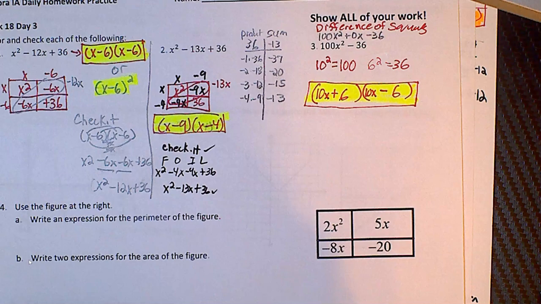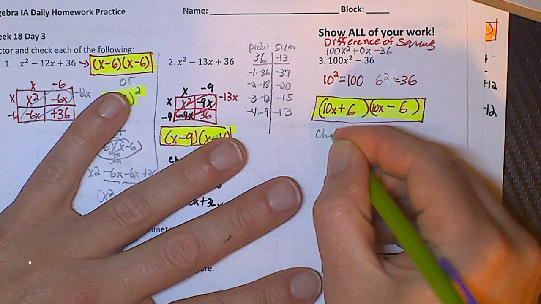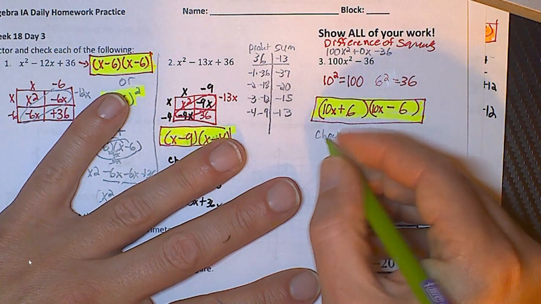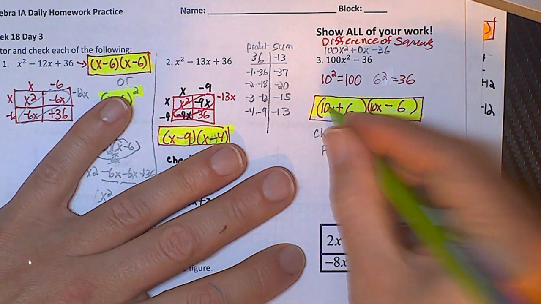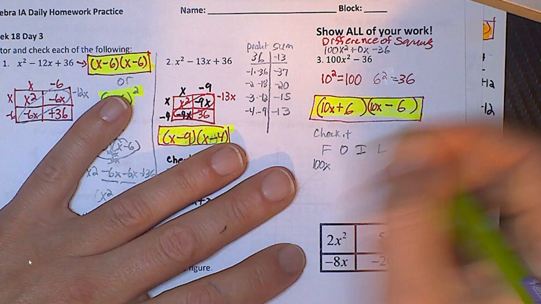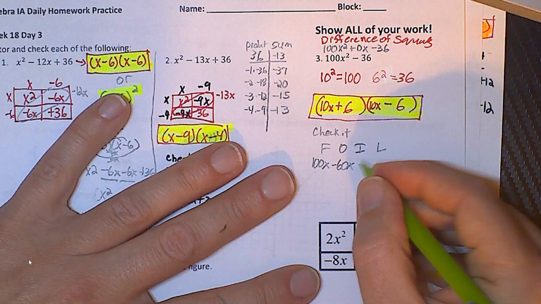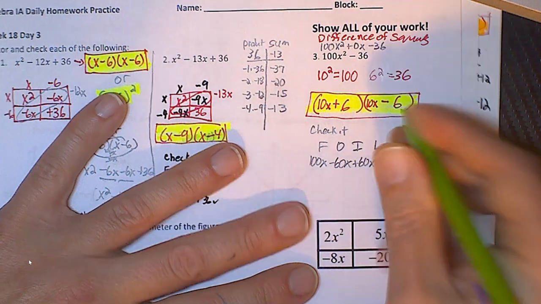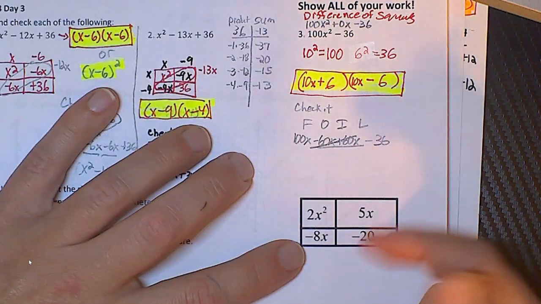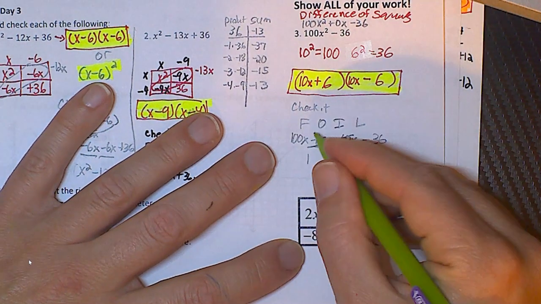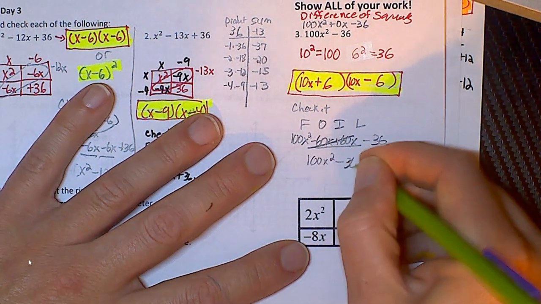Alright, check it. This proves to you why. So it'd be 100x squared, 10x times negative 6, 6 times 10x, 60x, last. So you can see those canceled. See, it works.